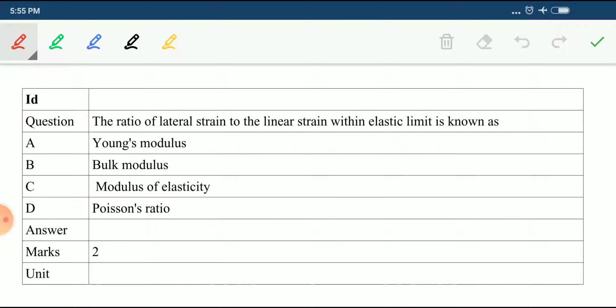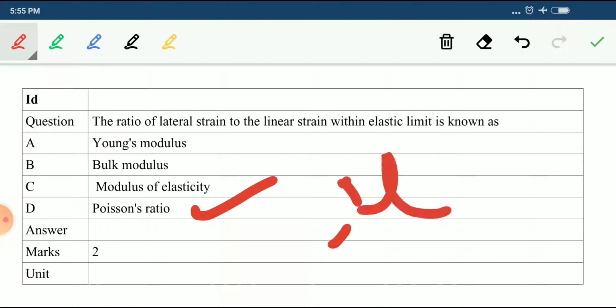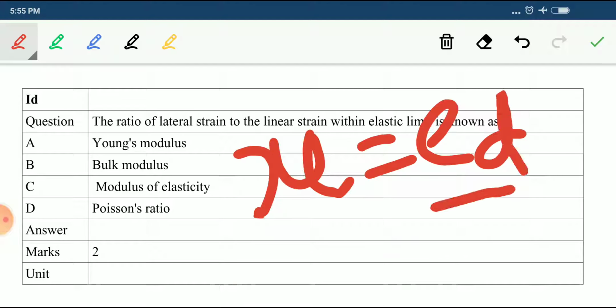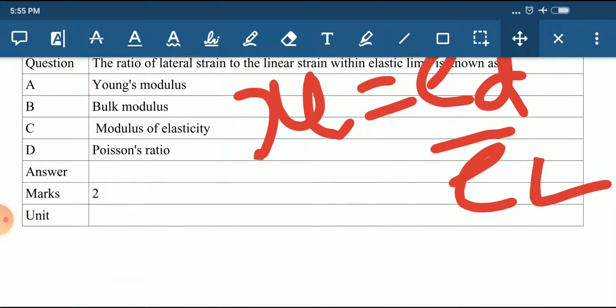The ratio of lateral strain to the linear strain within elastic limit is known as, already you know, lateral strain by linear strain, that is Poisson's ratio. It is denoted by mu. It is denoted by mu, that is lateral strain by linear strain. That is called Poisson's ratio. Okay, you know Young's modulus, bulk modulus.